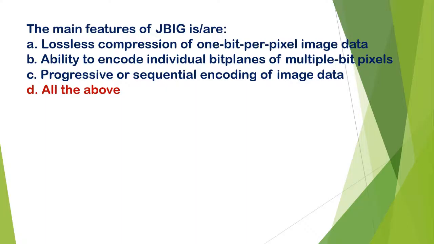The main features of JBIG are A. Lossless compression of 1 bit per pixel image data, B. Ability to encode individual bit planes of multiple bit pixels, C. Progressive or sequential encoding of image data, D. All of the above. And the correct option is D, all of the above.